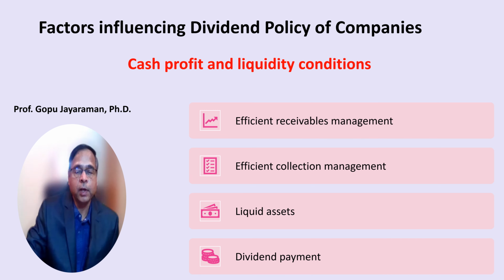The cash profit and liquidity condition mainly influence the dividend policy of a company. To pay dividends, the company ultimately needs an adequate amount of cash profits. Therefore, if the company's receivables management is efficient, it can have a good amount of cash balance to pay dividends.